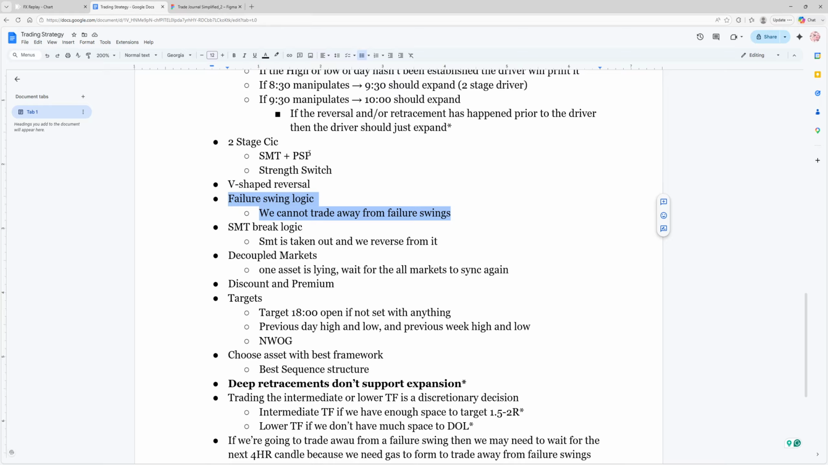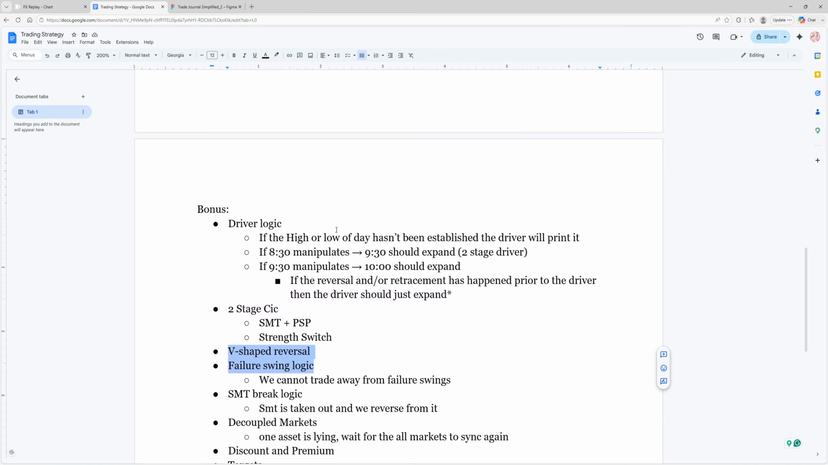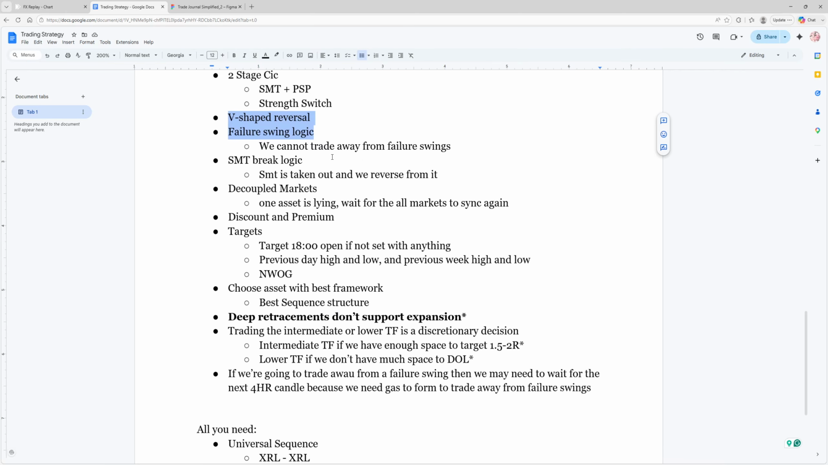Love to see failure swings. Love to see two-stage cracks and correlations. Love to see reshape reversals. And yeah, SMT break logic. This is one that I'm going to say ignore for now, because even I'm not 100% sure how this works. I have seen it like once. But I'm aware of it. Don't mind this one.